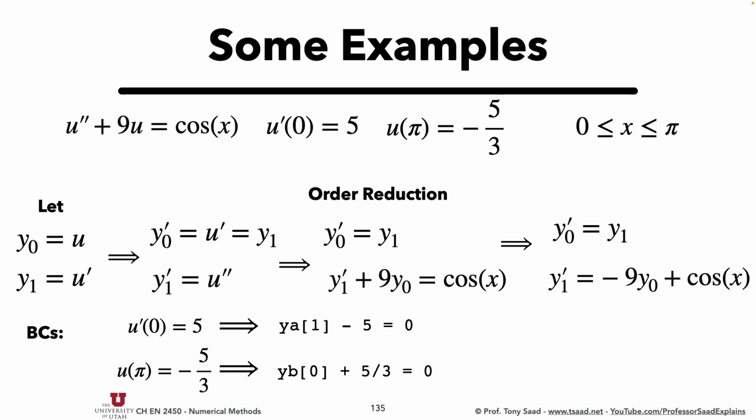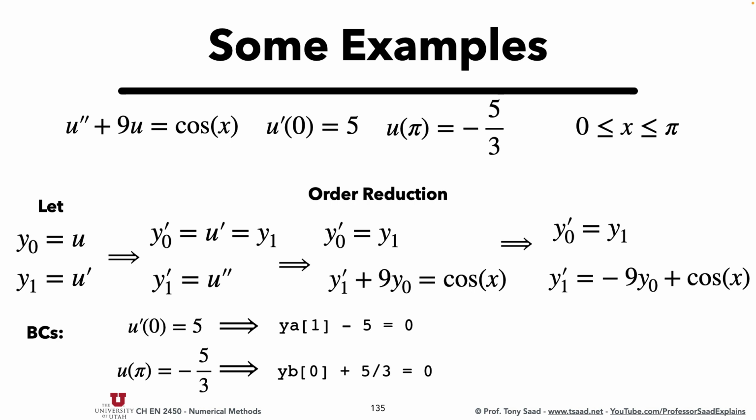Solve BVP doesn't care about the boundary conditions, and it doesn't care about the reduced form. It works directly with the original variables: u prime at 0 equals 5, and u at pi equals minus 5 over 3. So that tells me that the first derivative at point A, which is the left side of the domain, is equal to 5.